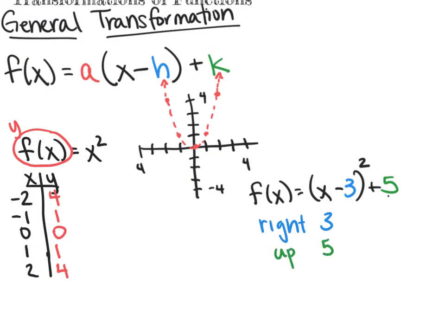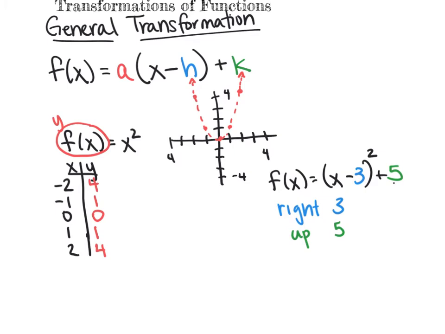And what you can do is start off with the parent, and what this literally says is, to get the new transformation function, add 3 to every x. That's what right 3 means. So now the new x's are -2 plus 3. -2 plus 3, that's going to be a +1.